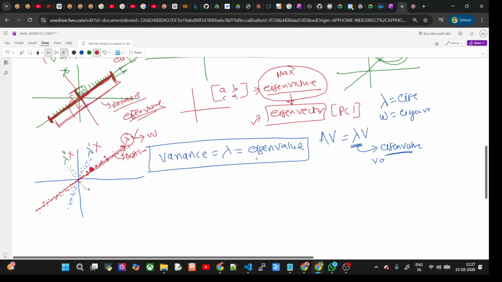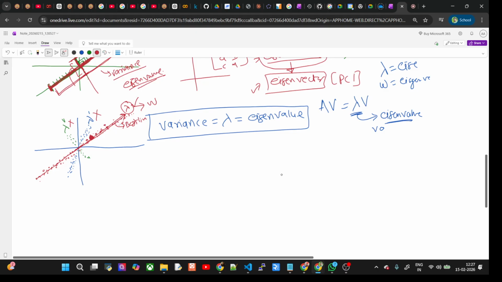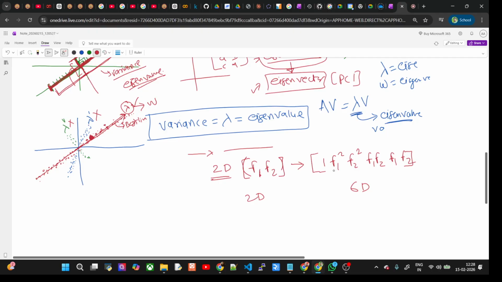Now, in non-linear relationships, as in the earlier example from yesterday in the lower dimension, f1 and f2 are the two features. I am now projecting this 2D feature into a higher dimension of 6 dimensions. The 6 dimensions are: 1, f1 square, f2 square, f1 f2, f1 and f2.